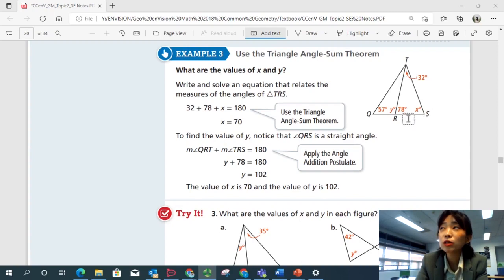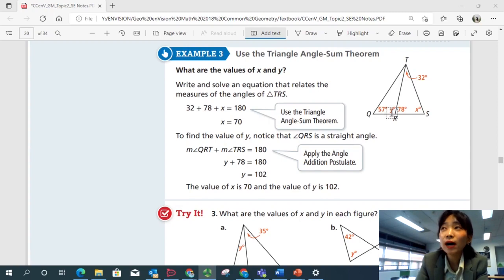So we have these two angle measures given, 78 and 32. Using that information, you can figure out the third angle, x. So 32 plus 78 plus x is going to be 180. So if you subtract 32 and 78 from 180, you get 70, and that is the measure of x. So using the triangle angle sum theorem, x is 70.